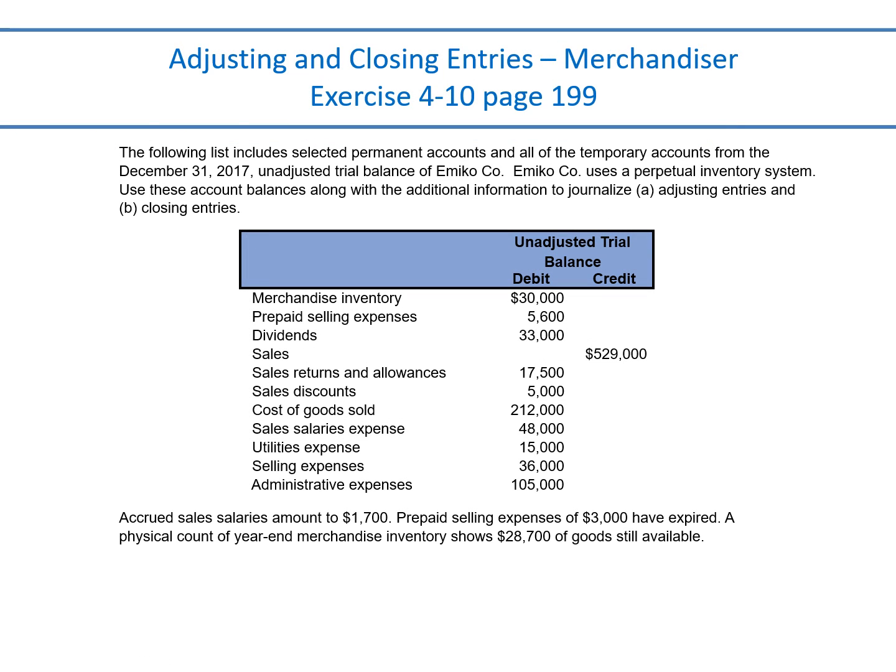All right, so in this problem, they want us to record the adjusting and closing entries for the merchandiser. The following is a list of the selected permanent accounts and all the temporary accounts for December 31st of 2017, unadjusted trial balance of Amico Company. Amico Company uses a perpetual inventory system, and they want us to use the account balances along with the additional information to journalize the adjusting entries and the closing entries.